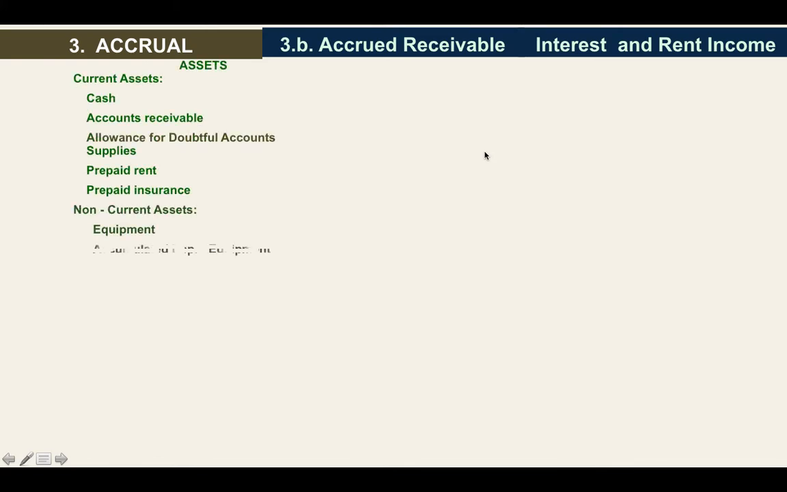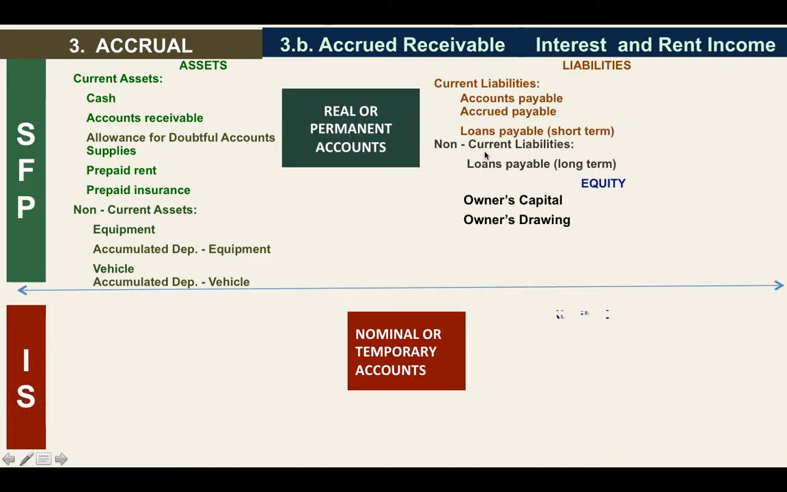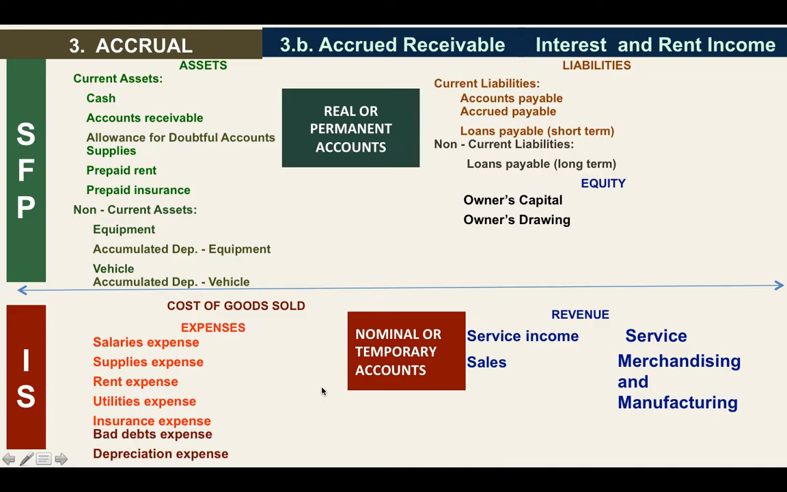So, this is our accounts na you are familiar with. And our nominal accounts, you have the revenue. And for service, you have the service income. For sales, for merchandising and manufacturing, you have the sales income. Sales revenue. And our expenses. So when we speak of accrual, what we are accruing is other income, not the regular revenue accounts. But the other income. And that other income is rent income and interest income.